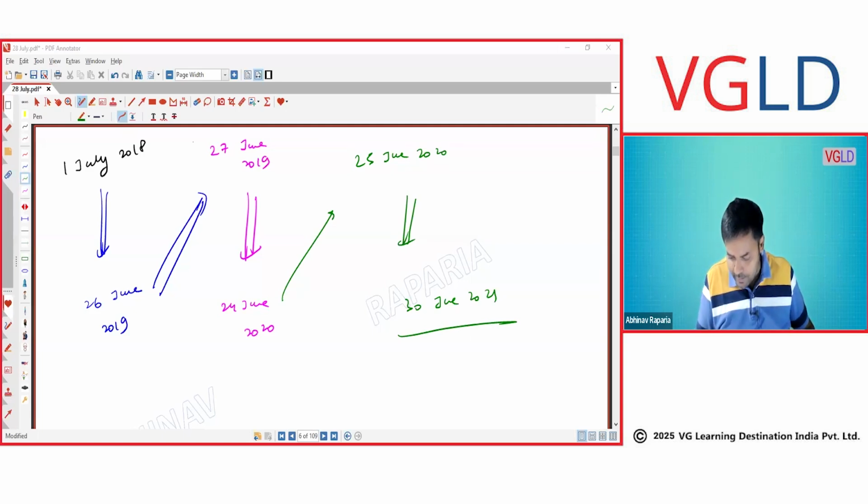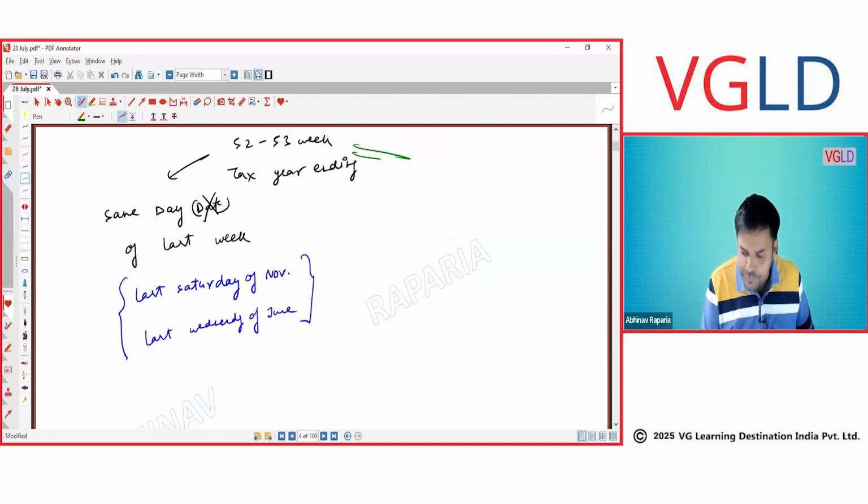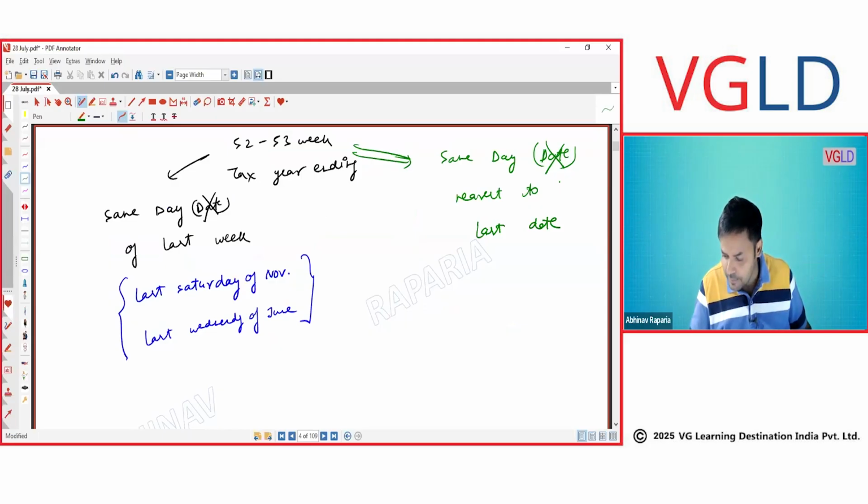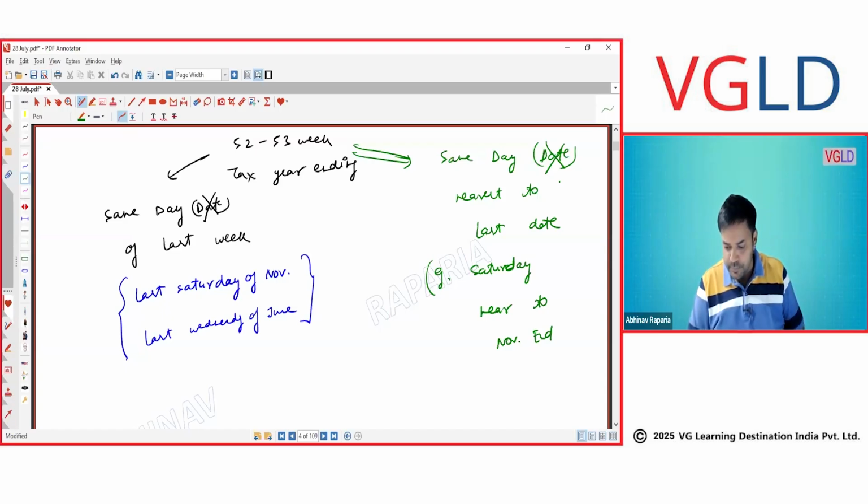This is one of the categories. The next category in the 52-53 week would be the same day, not the date. I'm not talking about date. Same day nearest to the last date. For example, it can be Saturday near to November.